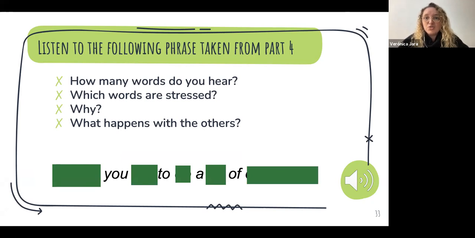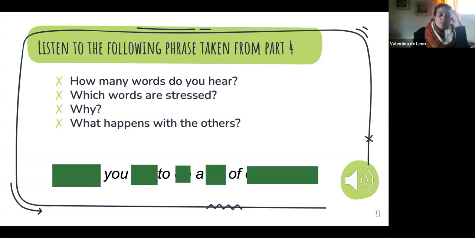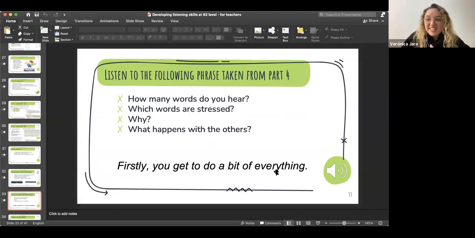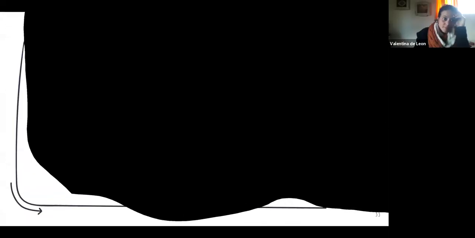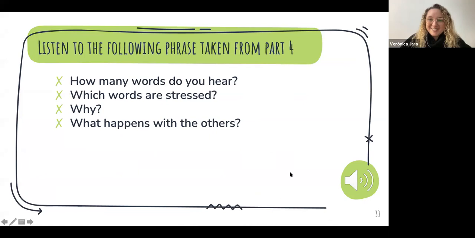Why do people stress certain words? Well, because they are the important words, right? In general, yes. We have to stress those words that carry content. Exactly, right? That carry meaning. Yes, or that are content words, right? So when you cover these words, right?